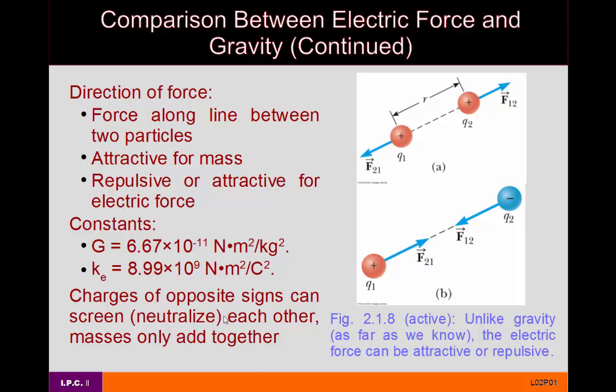And a big difference between electric force and gravity is that charges of opposite signs can screen each other, which basically means they're neutralizing forces on the pair, whereas masses just kind of add together.